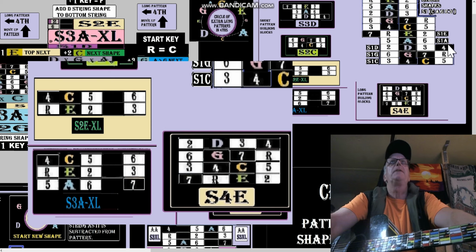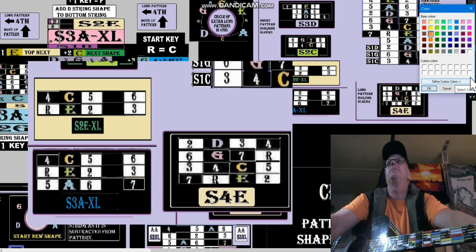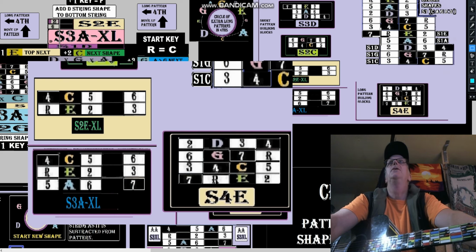So if we look at this, this is the A string shape up here, and the color for the A string shape is usually blue. Usually. So this is the A string shape up here, S1A. So the S1A is down here in this S3XL. Okay?